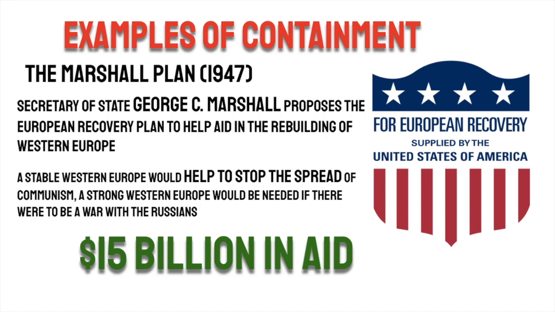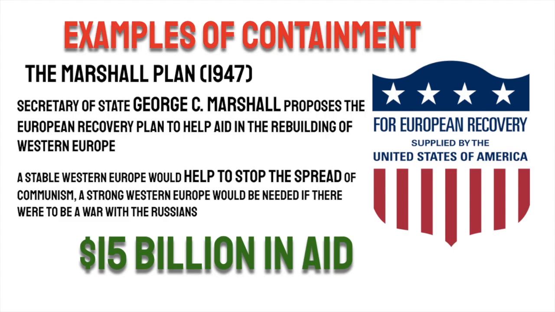Another example of containment is the Marshall Plan, which was devised and created by the Secretary of State, George C. Marshall. And as the Secretary of State, he's very well aware of the conditions in Europe after World War II. Western Europe had been decimated. France especially, Western Germany especially, England. These countries are in ruins. These countries have lost their infrastructure. They've lost cities. They've lost everything, right?